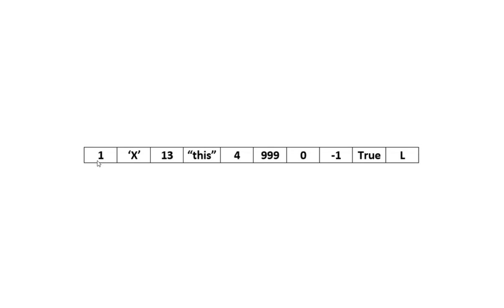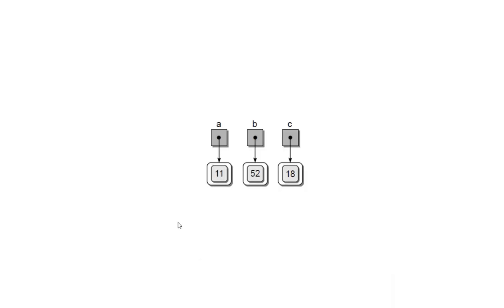So instead of looking at 1 and X and 13 and this as a single unit, I'm going to look at them separately. Now, if we look at this example in here, I have 3 integers. I have integer A equals 11, integer B equals 52, and integer C equals 18. It's a normal variable, it's a normal integer. We just specify a value for it. So this is the data for A. This is the data for B. This is the data for C.